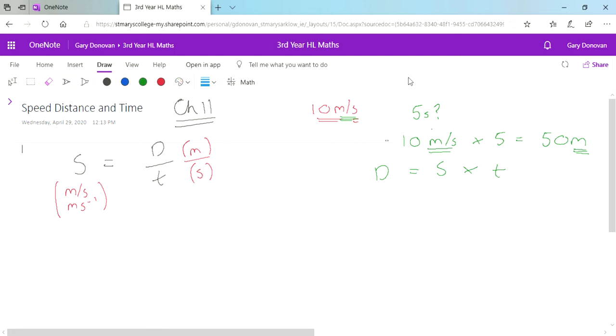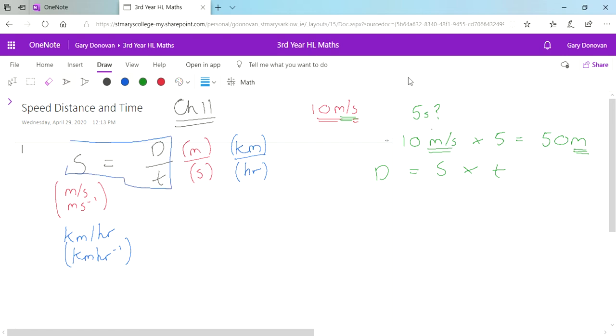The other unit that you'll often see speed given in is kilometers per hour, and that's when the distance is given in kilometers and the time is given in hours. So it can be written like this, kilometers per hour, or it can be written like this, and both of these are the same thing. So this is our equation for speed.